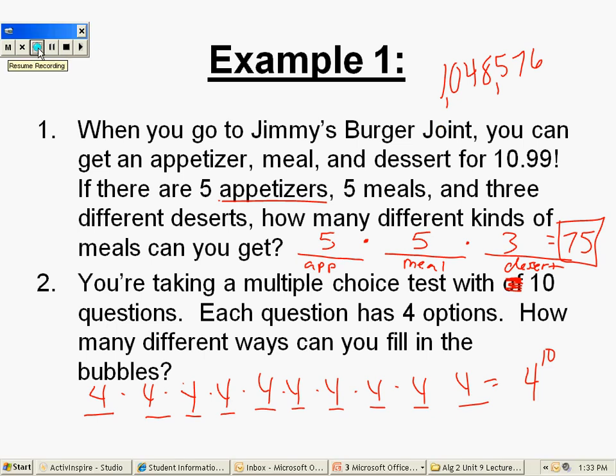So, there you guys go. You need to ask yourself this. How many times am I making a choice? Draw that many blanks. And then for each one of those choices, I need you to put in the blanks how many ways that choice can occur. Okay? So, as you guys can see then, there's a million ways you can fill out a 10-question, 4-option test. Okay? It's a lot.